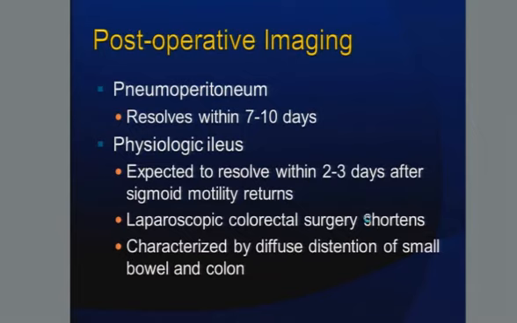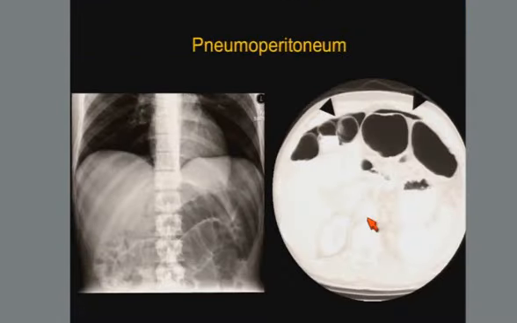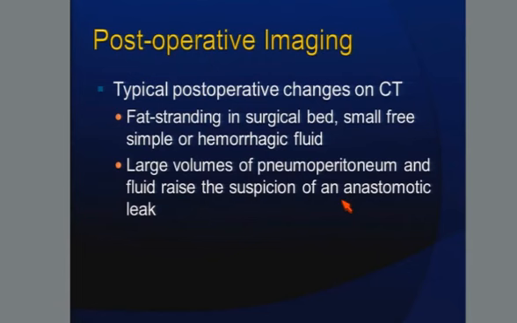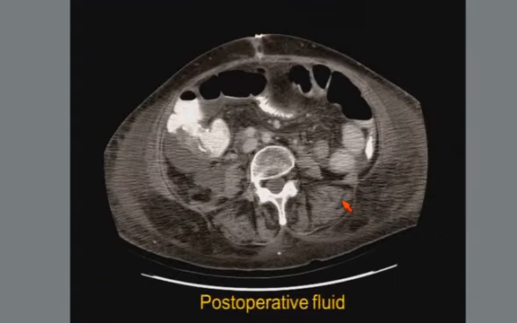Ileus obviously is characterized by diffuse distension of the small bowel and colon, and it generally resolves without anybody getting involved. This is characteristic pneumoperitoneum early on in a patient's postoperative course. The typical post-op changes that are normal are going to be fat stranding in the area of the surgical bed. Just like in all of these entities that we've imaged, there will be fat stranding, a little bit of hemorrhage maybe, and some simple fluid. If you start to see large volumes of fluid or air, you have to start thinking about an anastomotic leak.